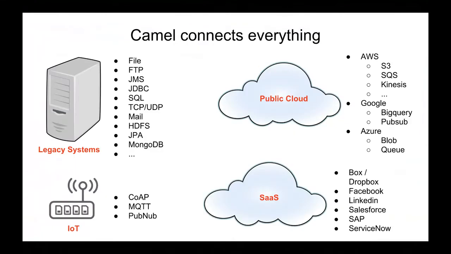Now, Camel can connect to a lot of different systems, and here on the slide I just put some of the different connectors we have. One thing that people are maybe not as aware of, but you can also use Camel for connecting to API gateways to small embedded devices, for example. So it's very flexible and versatile.